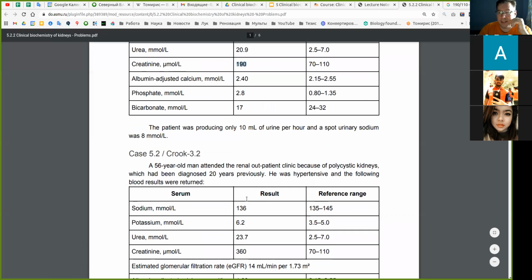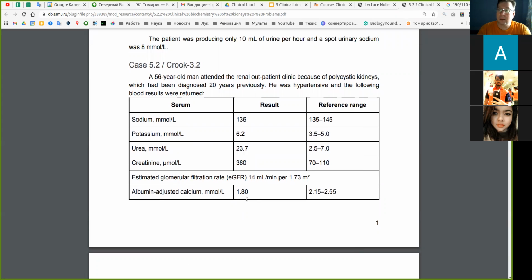But in the second case, we see chronic damage. It's a long damage. In the first case, we see acute damage during a road traffic accident. But in this case, we see a pathological state diagnosed 20 years previously. So in the first case we see acute damage of kidneys, but here we see chronic. The second is chronic. So the second question which you have to answer is the stage of damage.